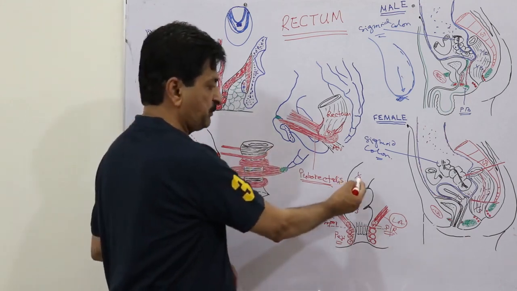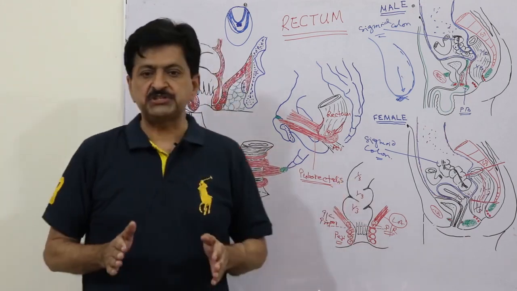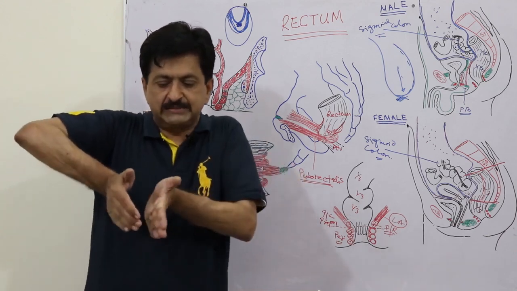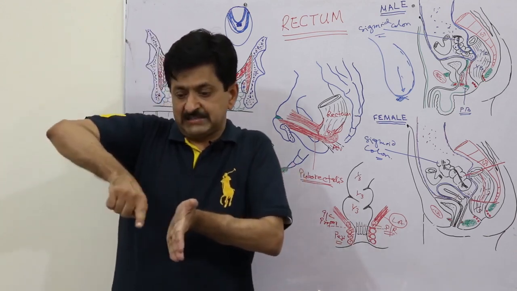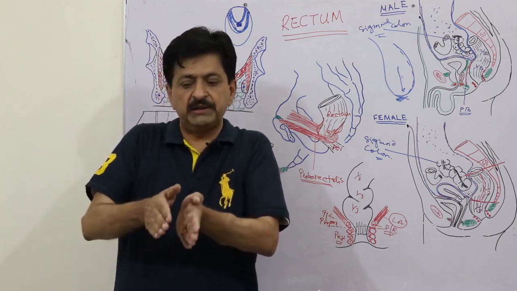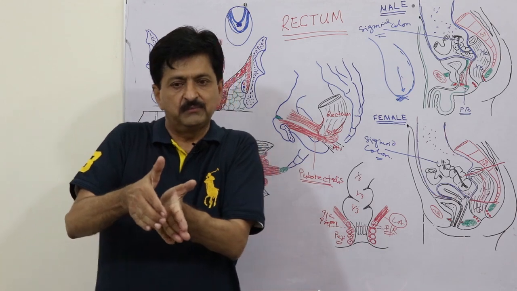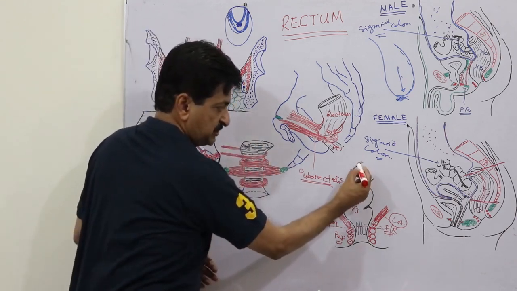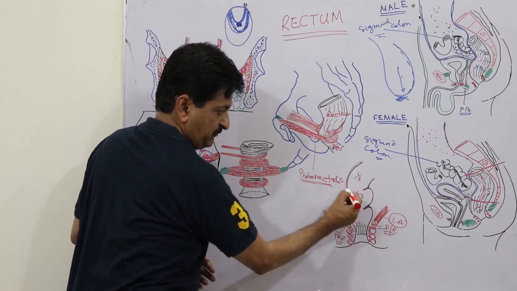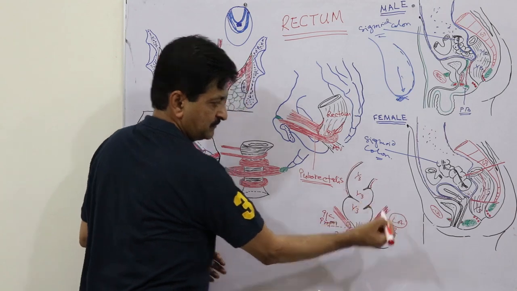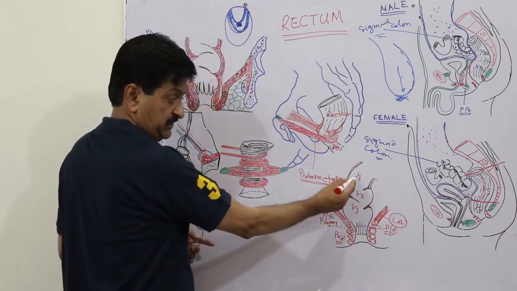So watch this upper 1/3. In the upper 1/3 especially, it is like this. It means it is convex on the right and concave on the left. You can see here, it is convex on the right and concave on the left. Number 1, this is the upper 1/3.